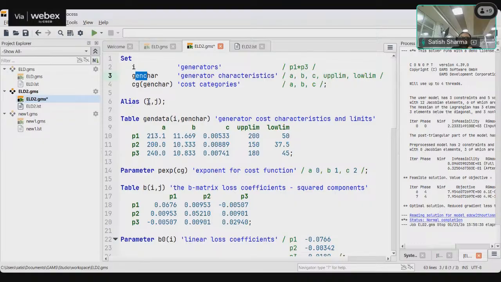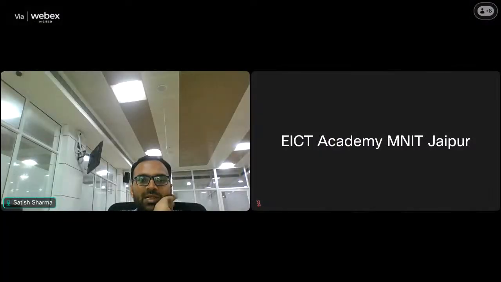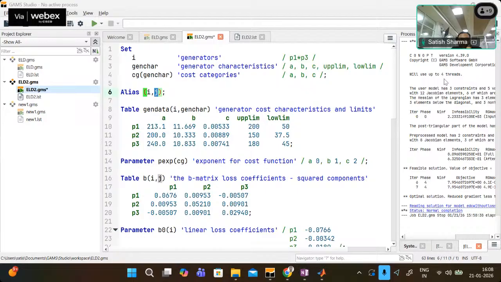Then we have created a duplicate copy of the set I. So J also represents P1, P2, P3. So now the input data, as we discussed earlier, will be, okay, wait, let me stop and share my entire screen so that whenever I toggle, you should be able to see it.